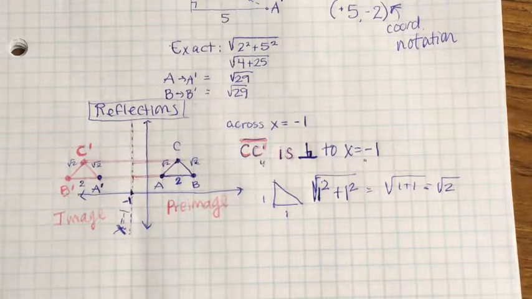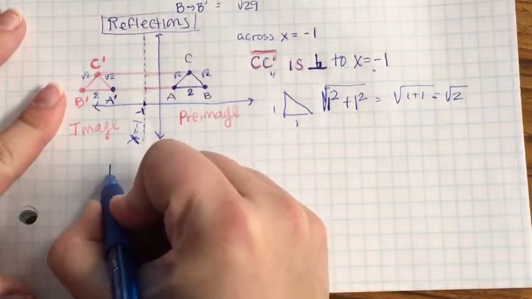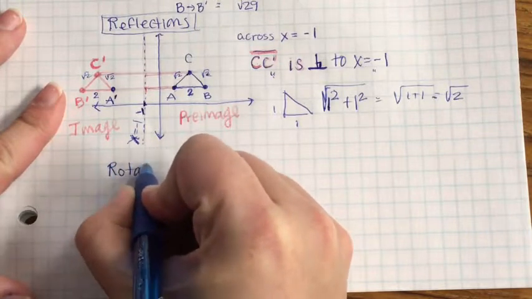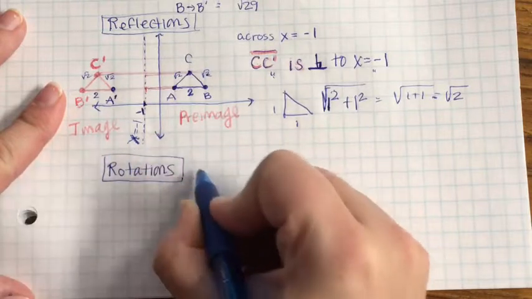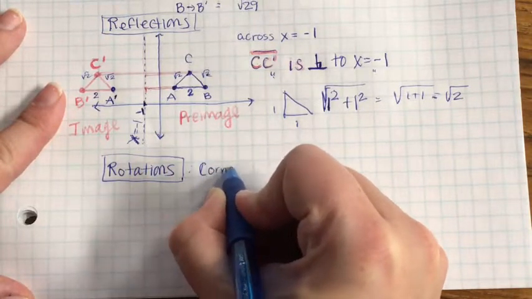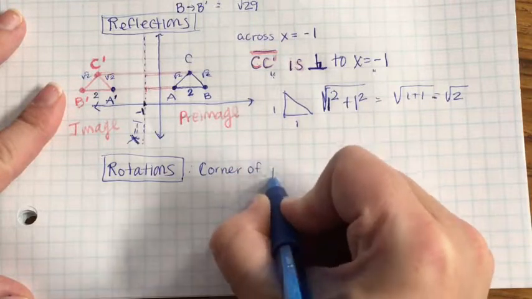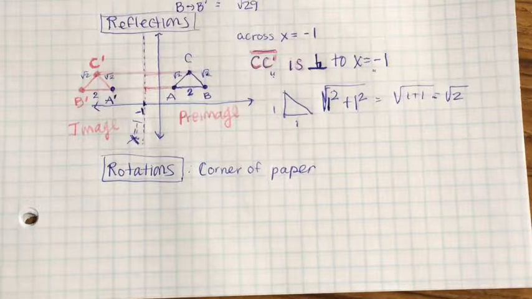All right, next detail that you need to know is rotations. Rotations. And so I will give a hint: I would use the corner of your paper, of some paper, to be able to help you decide if it was 90 degrees.